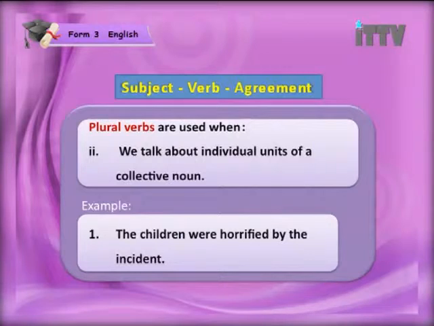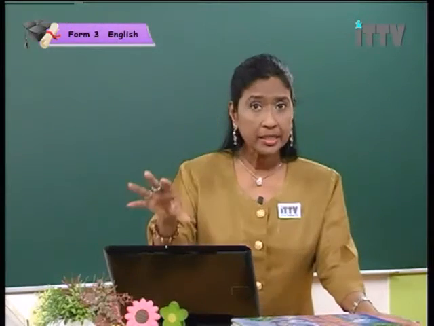Next, we are going to talk about individual units of a collective noun. Now, this is a bit different from what I explained earlier. So pay attention, students. The children were horrified by the incident. Now here, we are talking about the children as individual units. So this is where we talk about individual units of a collective noun. Now, children is a collective noun.